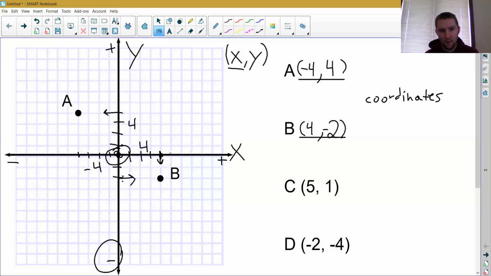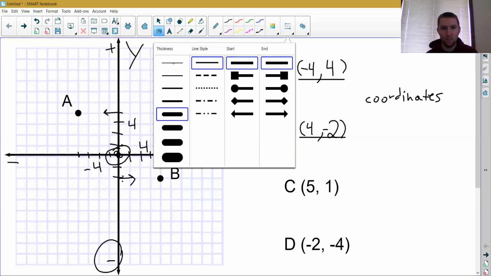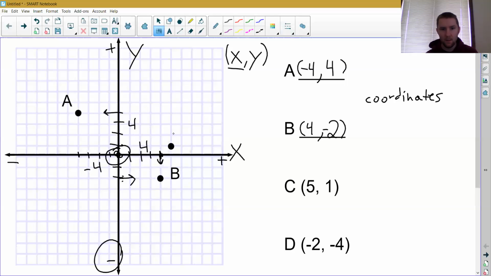So here's 5, and then in the y direction, do I need to go up or do I need to go down? Well, it says a positive 1 for my y coordinate, so positive would be up, and I'm going to go up just 1 space, and right there is going to be my point. Okay, so that point right there is to the right by 5, positive in the x, and up by 1, which is positive in the y, so that right there is point C. Okay, so this guy right here is point C.